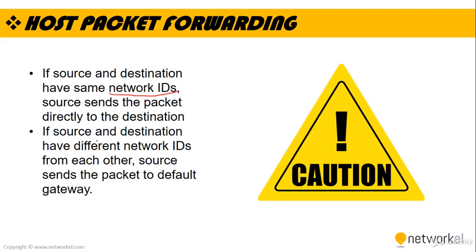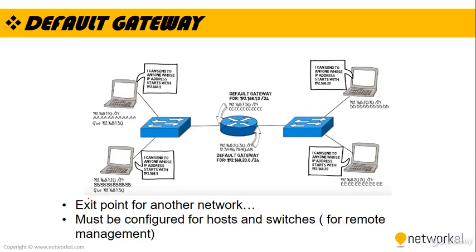But if the source and the destination have different network IDs from each other, the source sends the packet to the default gateway this time. A default gateway is the node in a computer network using the Internet Protocol suite that serves as the forwarding router to the other networks when no other route specification matches the destination IP address of a packet.